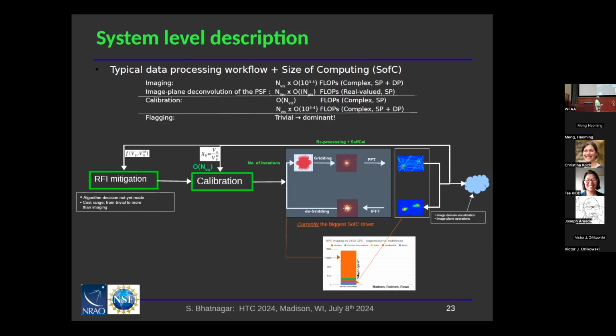Currently, if you look at this piece of the graph, which basically is making the image or predicting, given a model image, predicting the data, both of them are algorithmically similar complexity, and they drive the size of computing largely. And here is the proof of it. The orange part is this box, whereas this box, which is another compute load, is that blue thing. So by and large, this is the highest nail that we need to solve.